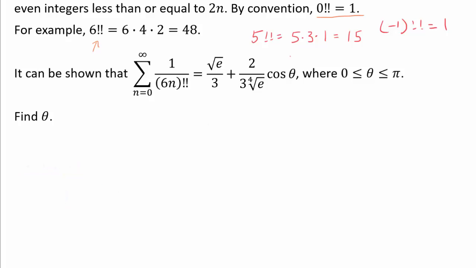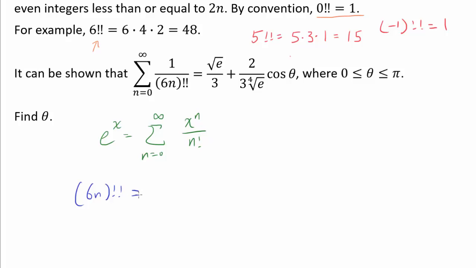Returning to the problem, we naturally look for a way to connect this expression to the famous power series expansion of e to the x, which is a sum from n equals 0 to infinity of x to the nth over n factorial. To do so, I think we should take a look at this 6n double factorial and see if we can rewrite it in terms of factorial instead.